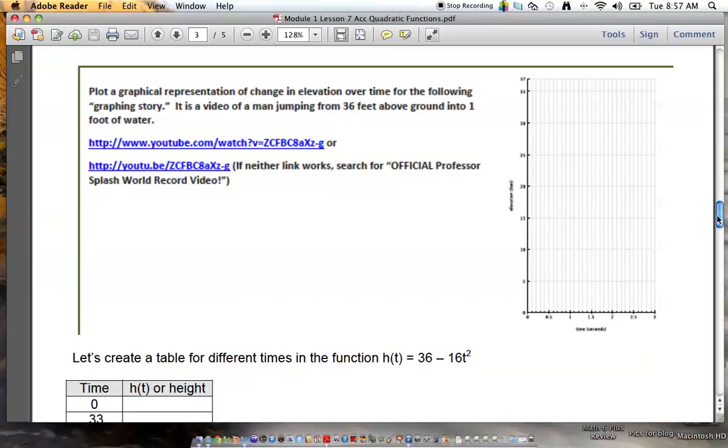So as he hits the water, he's perfectly fine. He gets up, he takes bows, and so on and so forth. But as you see him jump, God bless, he makes a perfect parabola all the way to the bottom. So that's what the video shows. And this is a graph of what he does during his dive.